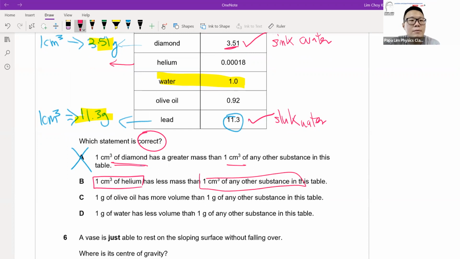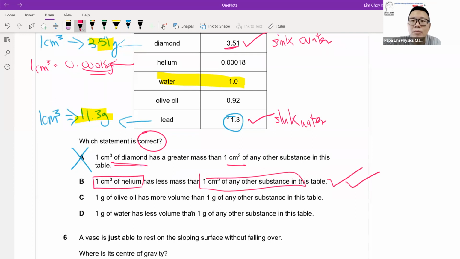Helium, 1 cm cube, it will have, whoa, so much, 0.018 gram. This number is definitely the smallest in this table. So definitely 1 cm cube of helium will be the lightest among the table. So that's why the answer chosen is B.